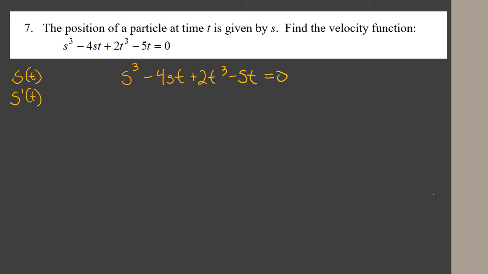So let's start off. We've got s cubed. The derivative of that is 3s squared, and then we need to remember that s prime is included as well. Now, the second term is minus 4st, and we've got to remember that we've got a product rule right here, minus 4s and t. So if we take the derivative of the first term times the second, that would be minus 4s, and the derivative of t is 1. Then we take the second term, which is t, and multiply it by the derivative of the first, which is minus 4t s prime.